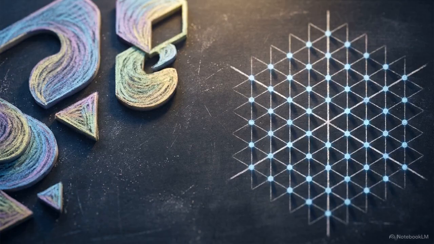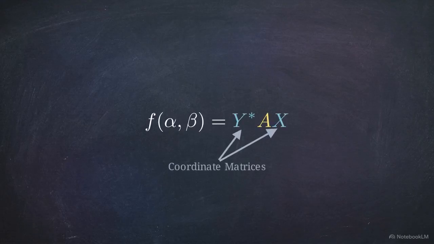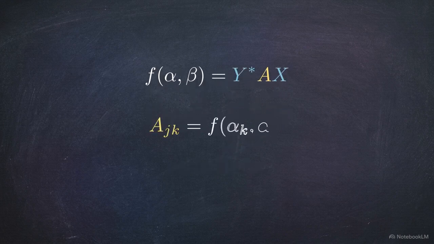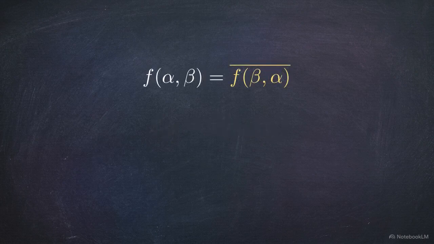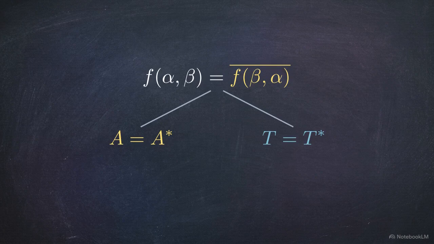To make this practical for computation, we shift from abstract operators to coordinate matrices. Here, x and y are coordinate matrices, and A represents the form. We build A by testing the form against all basis vectors. If a form is Hermitian, swapping inputs yields the complex conjugate, forcing the matrix to equal its conjugate transpose.